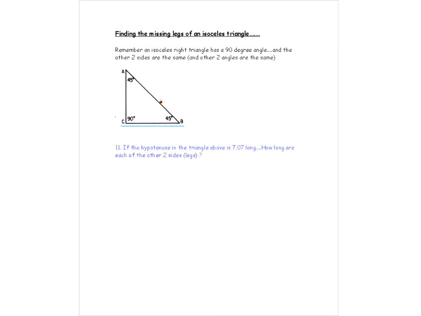Okay, so let's say we had a question that says you've got a right-angled isosceles triangle, and the question said that the hypotenuse in the triangle above was 7.07, and the question said how long are each of the other two side legs. You can call the other two sides legs or you can call them sides. So how would you find the other two sides, guys, given that the hypotenuse was 7.07?